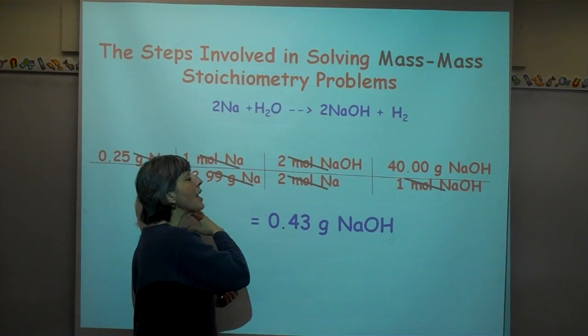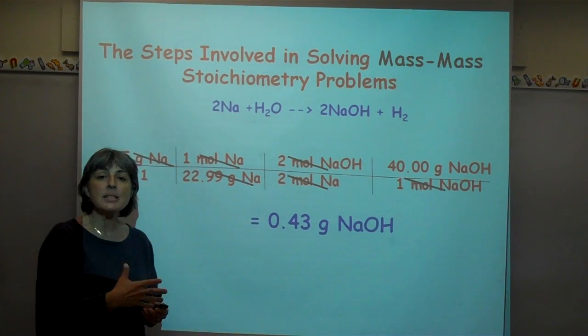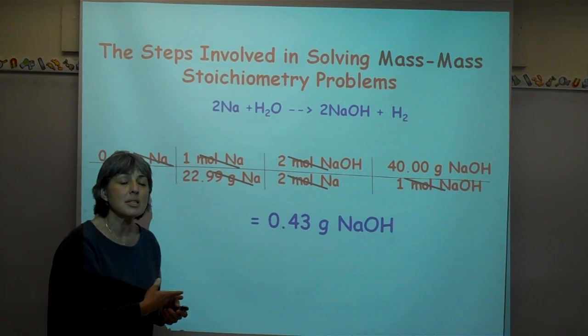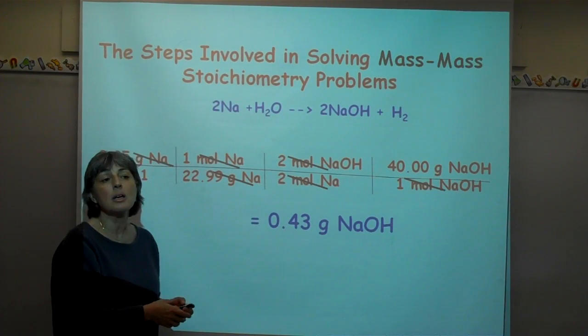So again, we did a very logical step-by-step procedure that allows you to convert mass of one substance to mass of any other substance in the equation.